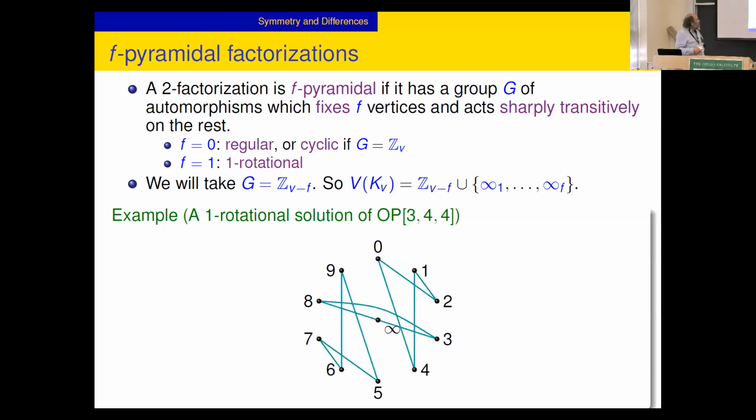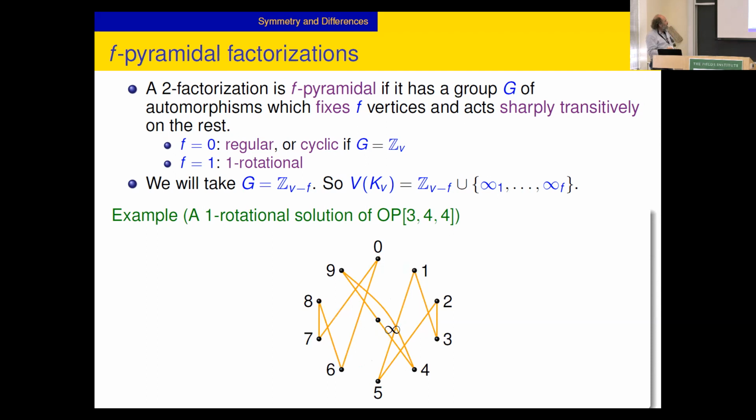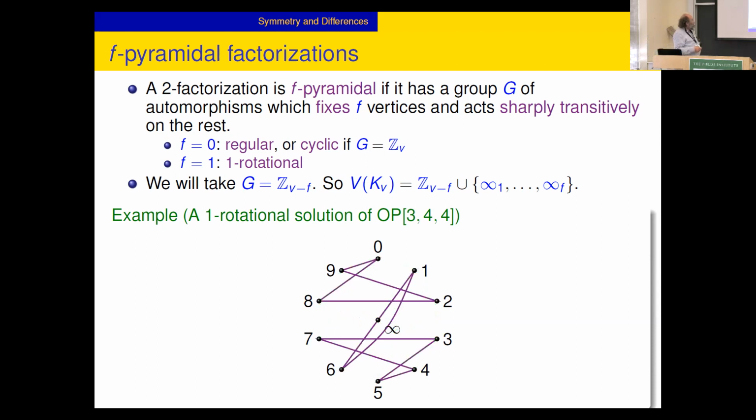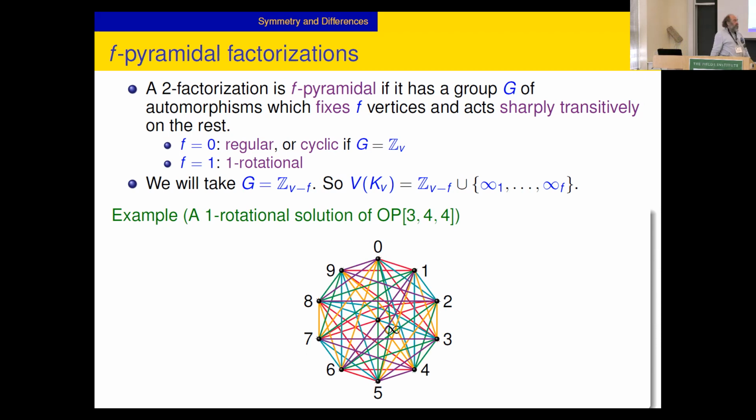But let's just look at this nice 1-pyramidal or 1-rotational solution here. So we've got 2 4-factors and a 3-factor, a cycle, I should say. And there it factors K, whatever it is, 9, 10. Okay.